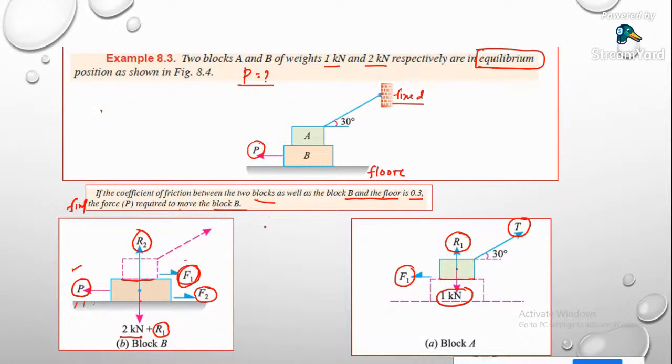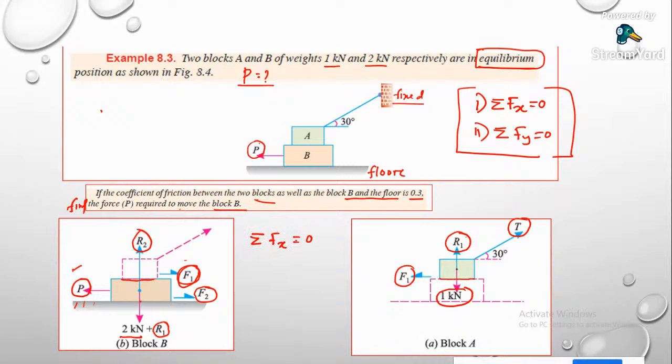So if you write down the equilibrium equations, because we are dealing with a static condition, the summation of net force in x direction will be equal to 0. The second equation is the summation of net force in y direction will be equal to 0. You need to use these static equilibrium equations throughout your mechanics chapter. So in the case of block B, the summation of net force in x direction will be equal to 0.